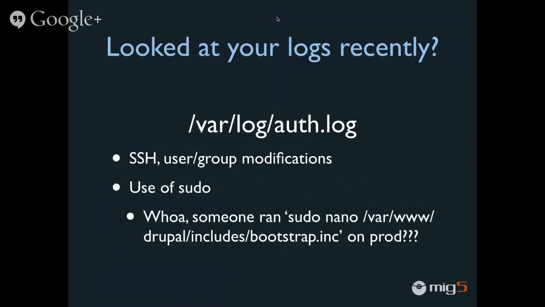The auth log is another good one. Anytime someone SSHs to your server, you're going to see people logging in, users adding or being removed from groups. Any use of sudo, someone goes and hacks core in production and does so using sudo, you're going to see something in the auth log about that. So there's a lot of stuff being logged automatically on your servers, which means they're probably useful things to be watching.